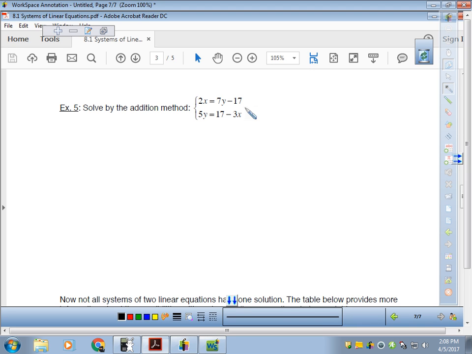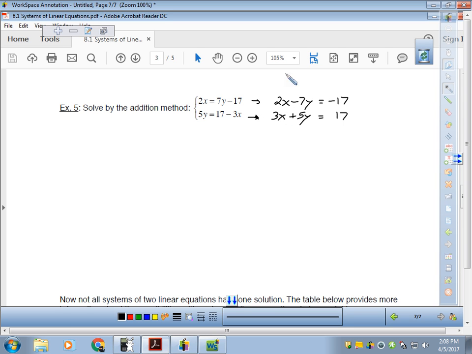First off, are they in the correct form? Are they in the form ax plus by equals c? No. The x's and y's are on opposite sides. So I need to take the 7y and move it over. I need to take this negative 3x and move it over. So this first equation is going to become 2x minus 7y equals negative 17. The second equation, when I move the 3x over, is going to become 3x plus 5y equals 17. Okay, so they've both been moved, so now they're in standard form.